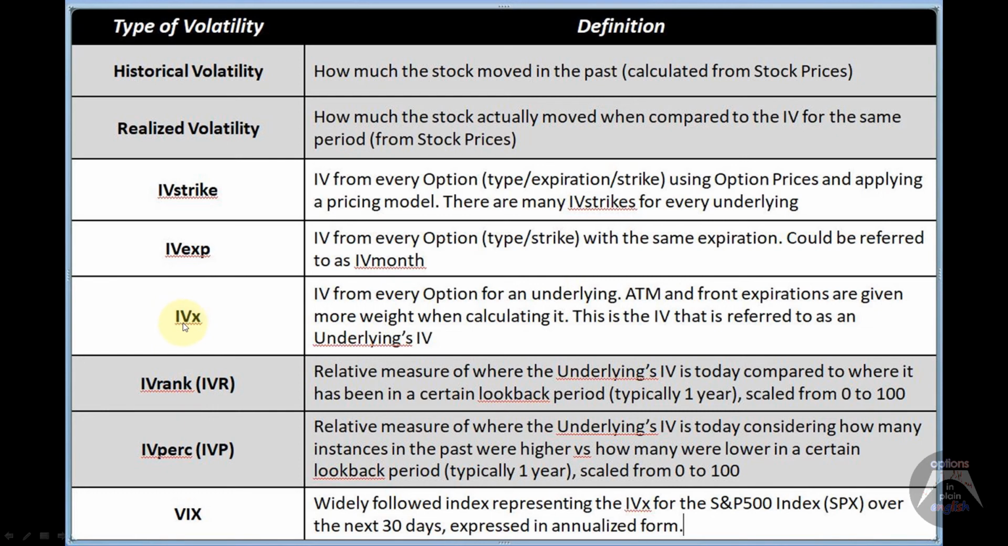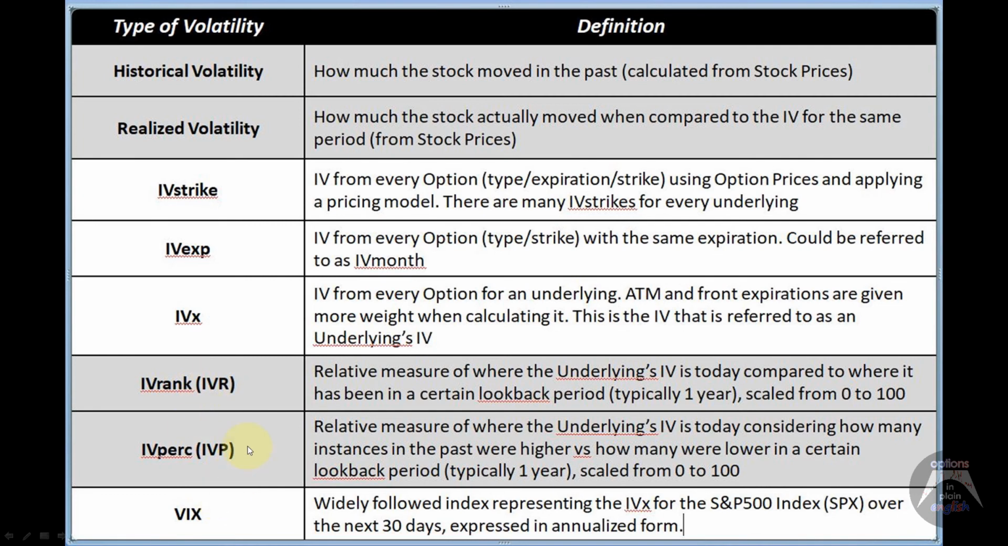So this is very important. This is probably the most important one. This is what we refer to when we mention an underlying's IV, Disney's IV, or the Spiders' IV, or Diamonds' IV, or the bonds' implied volatility. This is the one that we're referring to, not the multitude of options that are under that underlying. It would be very difficult to manage so many values. So the IV is a blend of all of those.